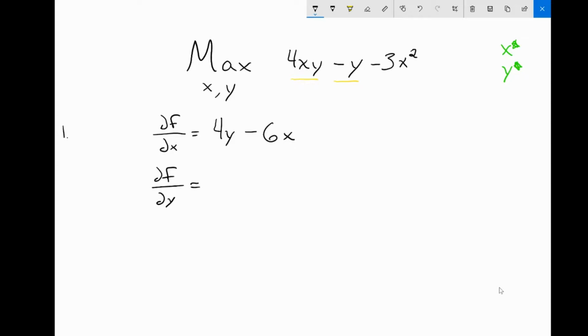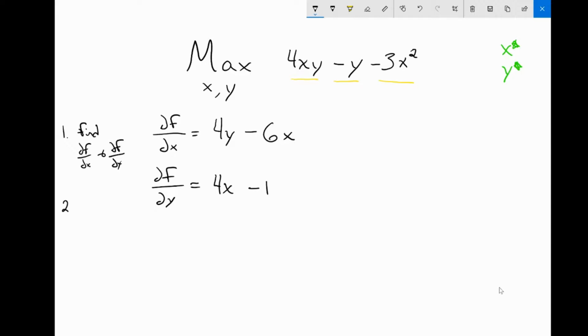Now let's do it with respect to y. We're back here again. Take the derivative with respect to y. What do we get? We get 4x. Take the derivative of this with respect to y, we get negative 1. Take the derivative of this term with respect to y, and it's just 0 because there's no y in it. And so here we go, we have our 2 derivatives. We take the derivative with respect to each of the variables, and that's step one. Find f with respect to x and f with respect to y.